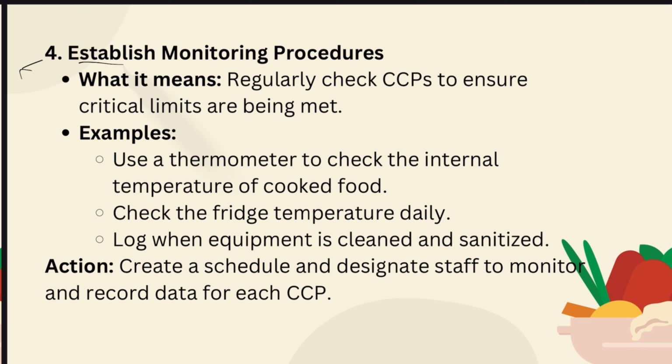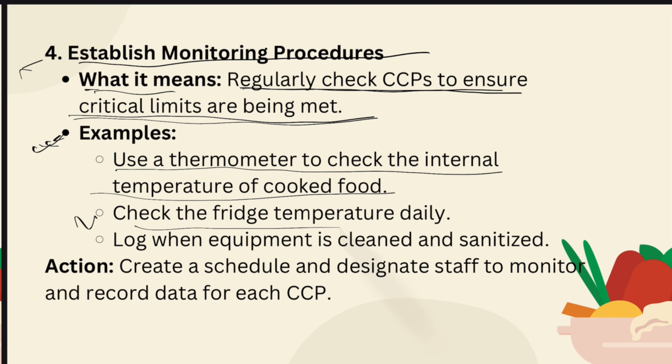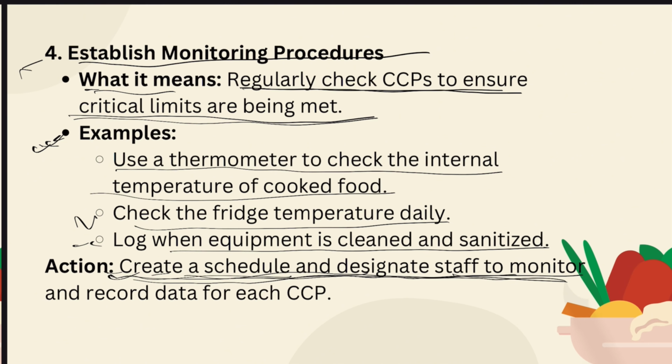Number four, establish monitoring procedures. What does it mean? Regularly check CCPs to ensure critical limits are being met. Examples: use a thermometer to check the internal temperature of cooked food. Check the fridge temperature daily. Log when equipment is cleaned and sanitized. Action: create schedules and designate staff to monitor and record data for each CCP.